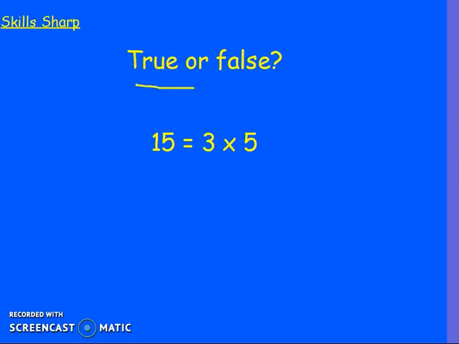Let's have a look at another one. True or false? 10 equals 5 times 5. Pause the video and have a think. Press play when you're ready to discuss.